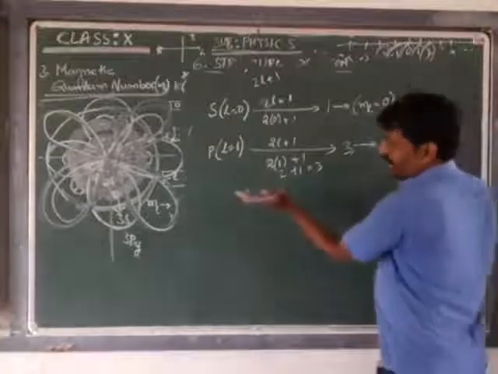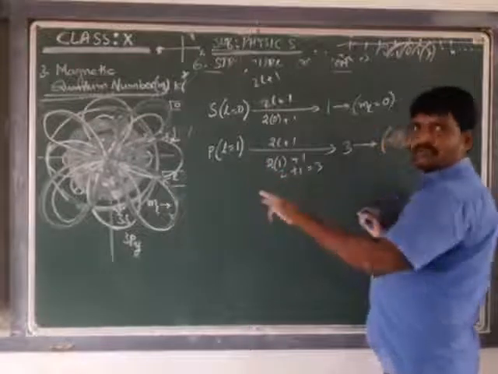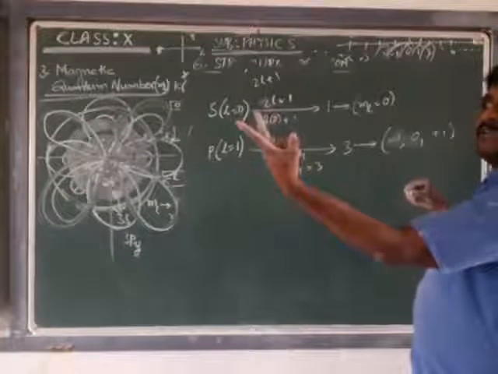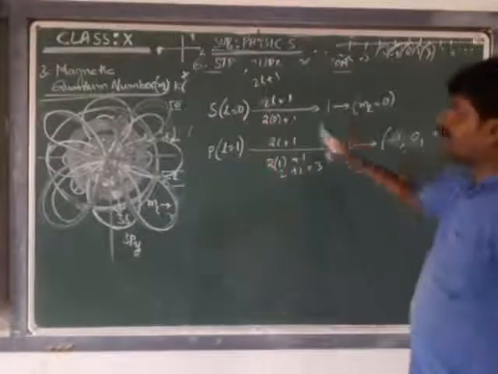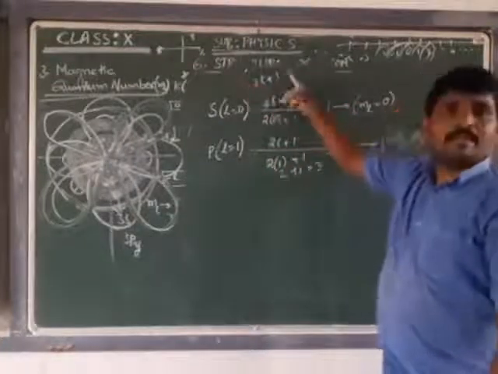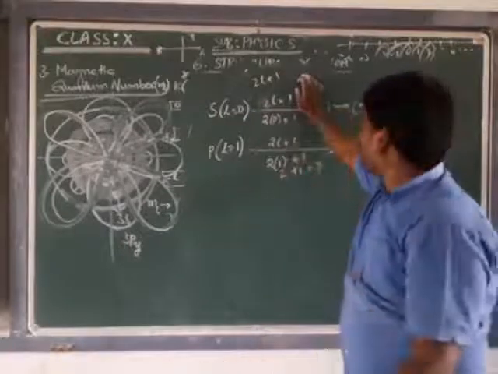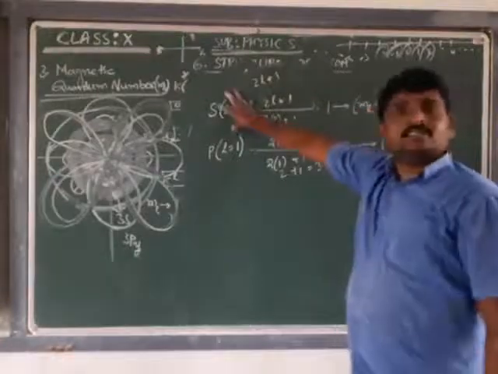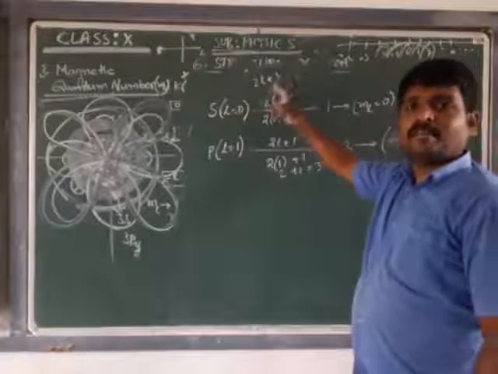Same way, for D, L value 2, 2L plus 1, 2 into 2 is 4, plus 1, 5. That is ML: minus 2, minus 1, 0, plus 1, plus 2, 5 orientations. That means to know the number of orientations, we use the formula 2L plus 1. It gives how many ways a subshell can be oriented or organized.